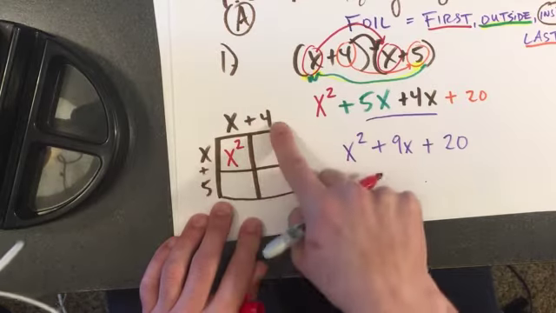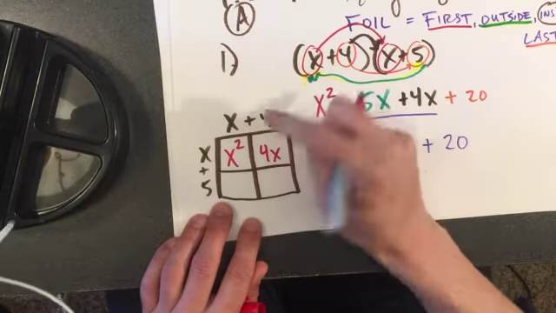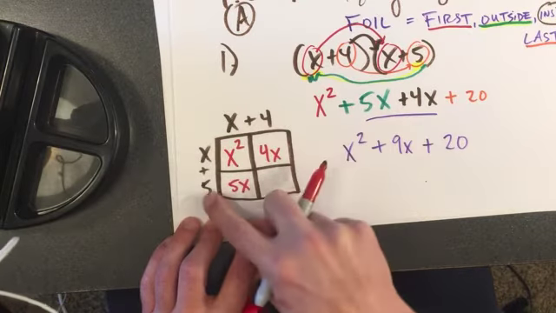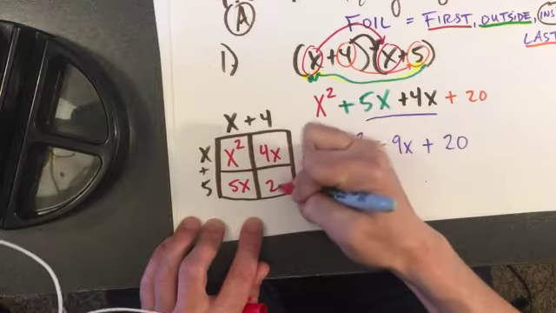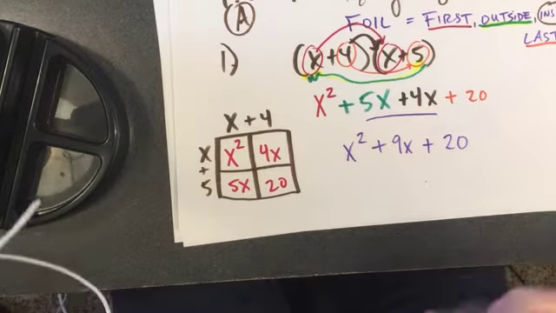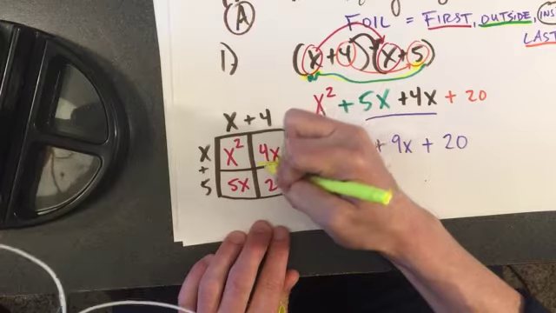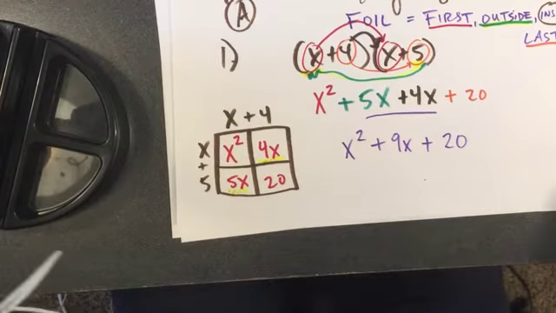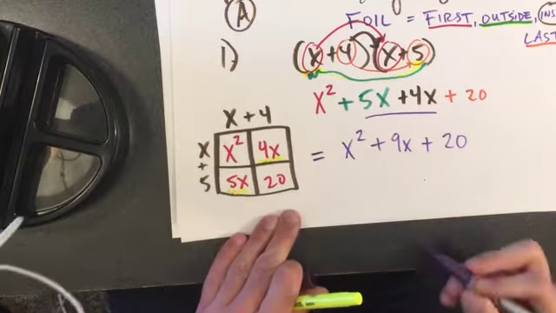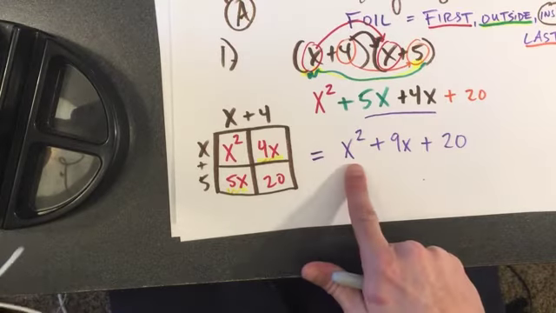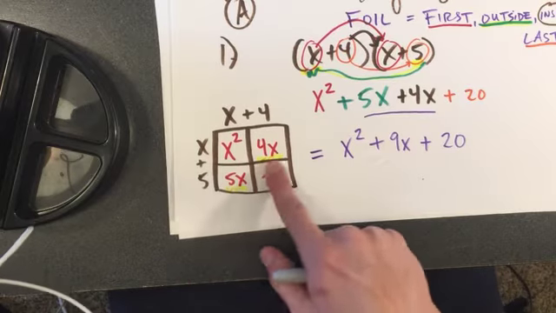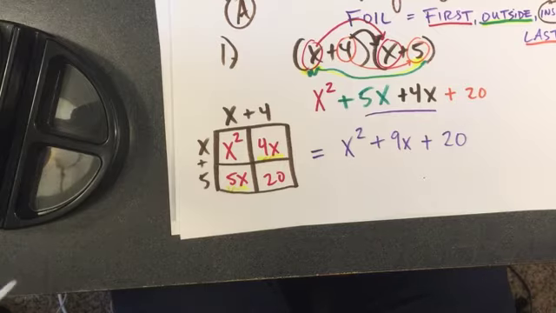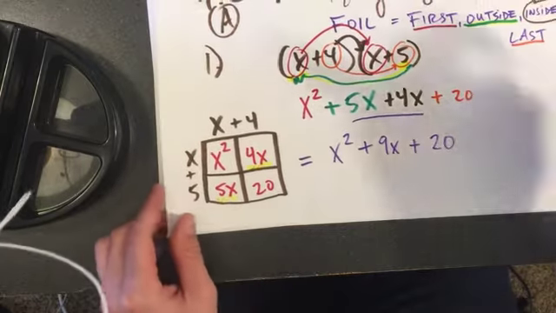Let's do x times 4. We get 4x. Let's do x times 5. We get 5x. And let's do 5 times 4, we get 20. Let's highlight now the two that we can combine. I can combine these two, can't I? Because they're like terms. And guess what? We're going to get the same answer as this, aren't we? This still equals that, because 5x plus 4x gives me 9x. So it doesn't matter which method you use. I don't care. Just make sure that you can multiply your polynomials.